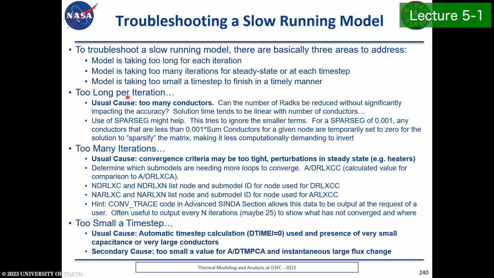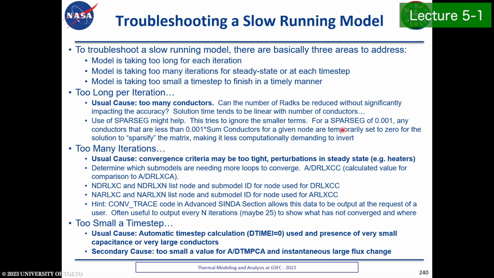Sparse G might help. It tries to ignore the smaller terms. So what it does is, as I said earlier, takes the sum of conductors times the sparse G value. If a conductor is less than that, it temporarily sets that conductance to 0. So it attempts to sparsify the matrix.